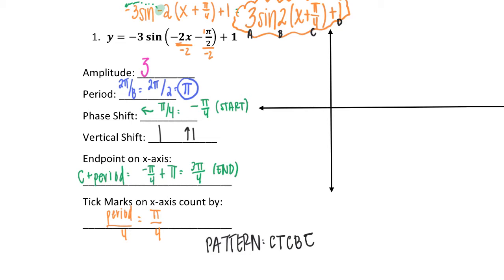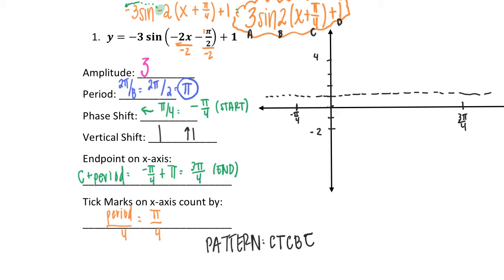Okay, let's label our axes. The center line has a vertical shift up 1. The amplitude says go 3 above it. So we go 1, 2, 3 above it to +4, and go 3 below it to -2. Our x-axis is going to start at negative pi over 4. Now I want you to notice something here. Oh, by the way, we're ending at 3 pi over 4.